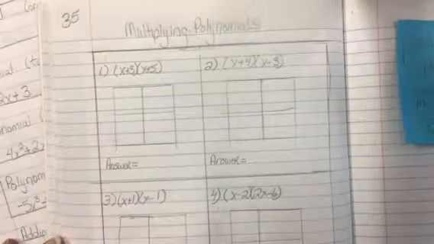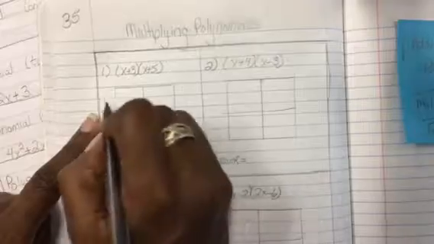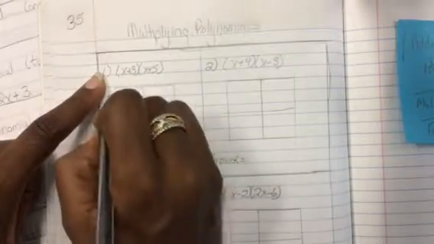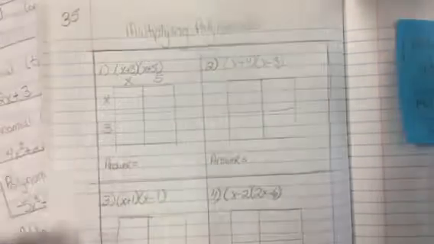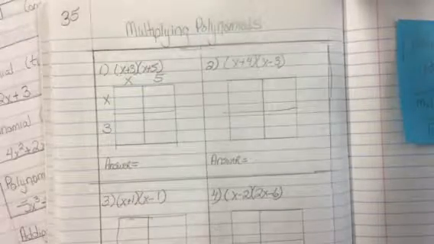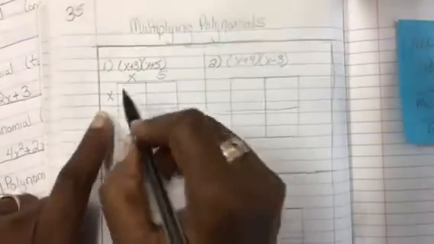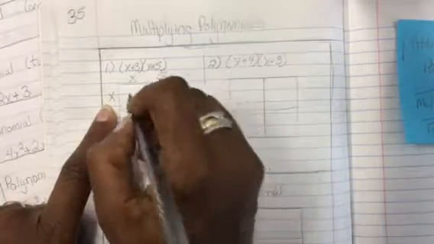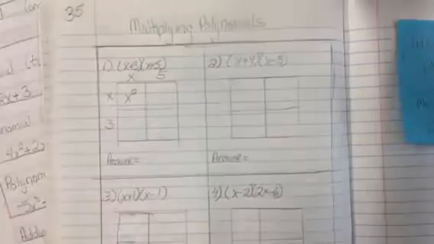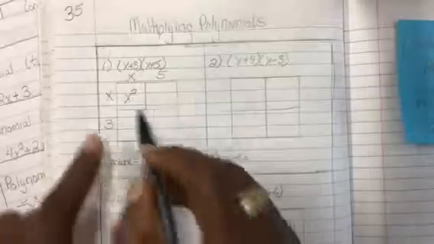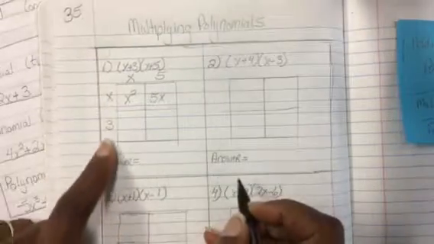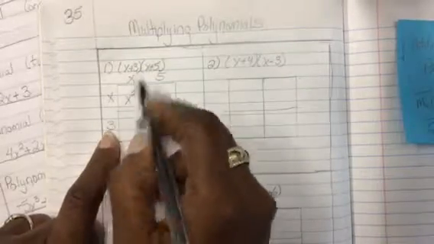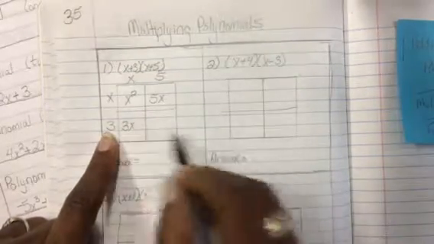On the outside of the boxes, you're going to write each term. So x plus 3, I'm going to write it down, going vertical. X plus 5, I'm going to write it going across. Then I'm going to take these two, x times x, multiply them together to get x squared. X times 5 gives me 5x. 3 times x gives me 3x. 3 times 5 gives me 15.